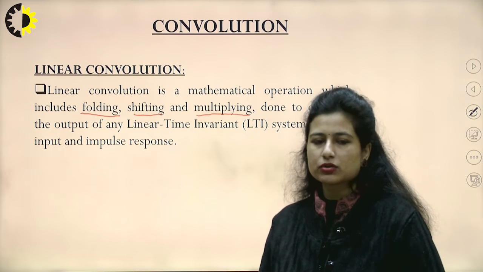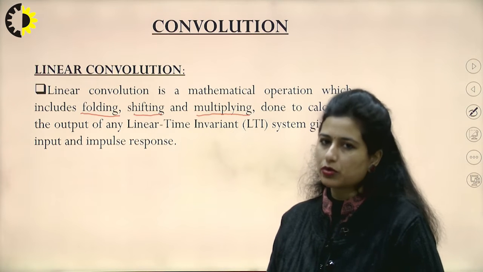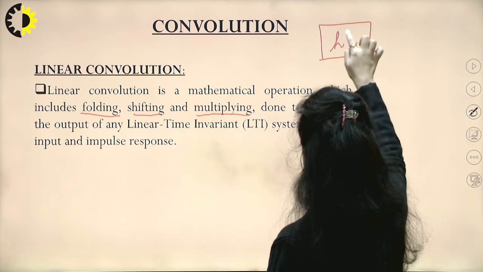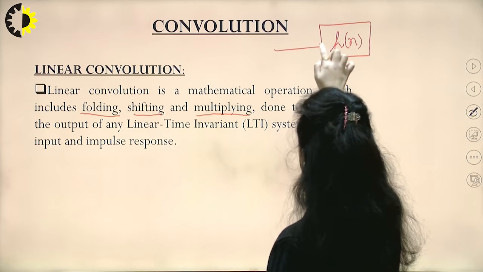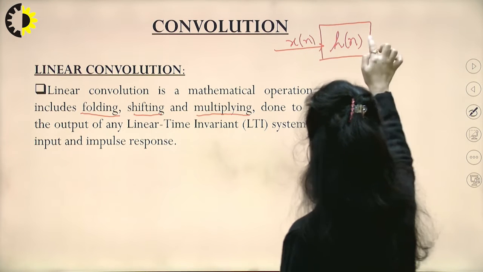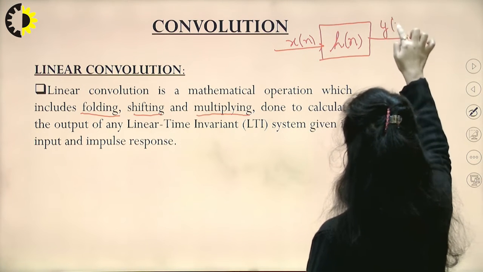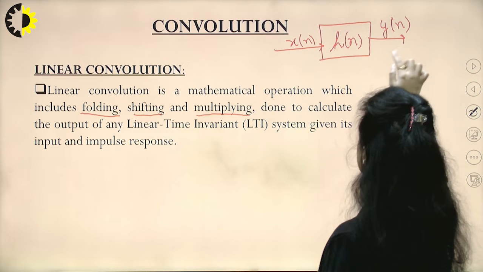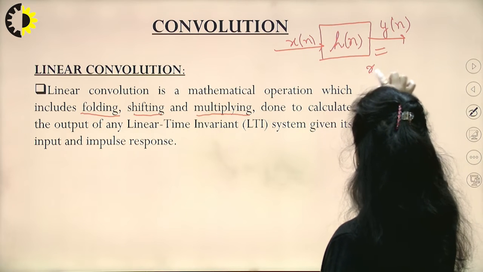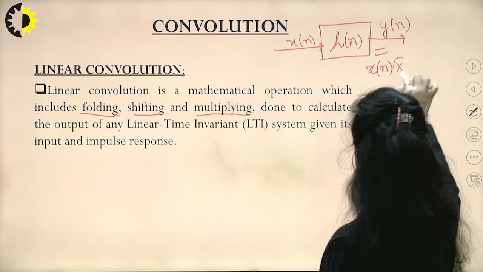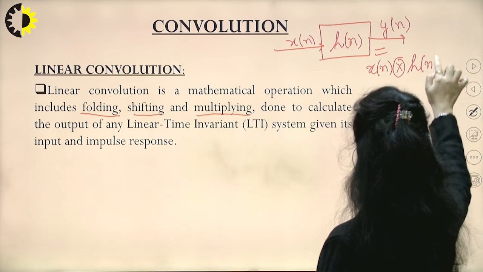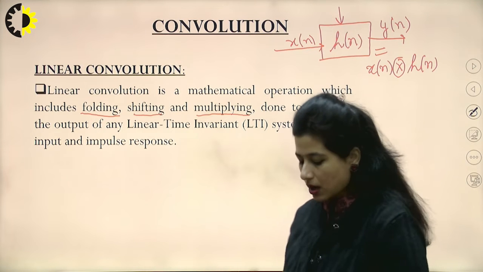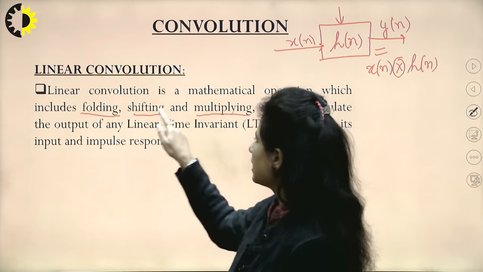An application of convolution is generally finding the output of a system. If I have any system represented by some transfer function h(n), and I give a certain kind of input x(n) into it, and I want to know the output or response of this system corresponding to this input x(n), then I simply represent it as the convolution of the input signal with the transfer function of the system through which I am passing or processing this signal. So I have to perform folding, shifting, and multiplying.